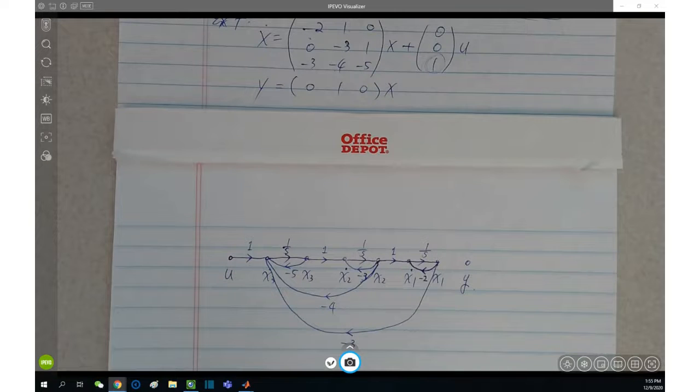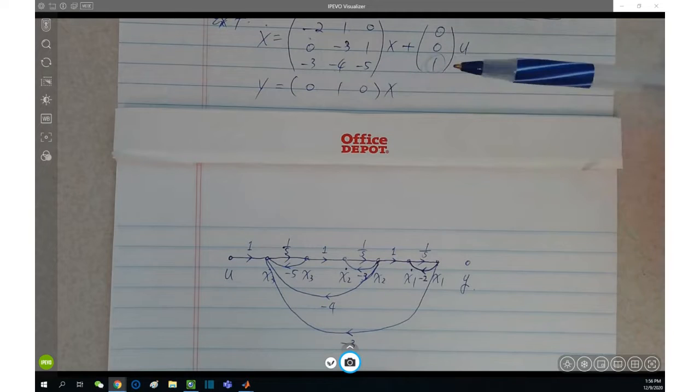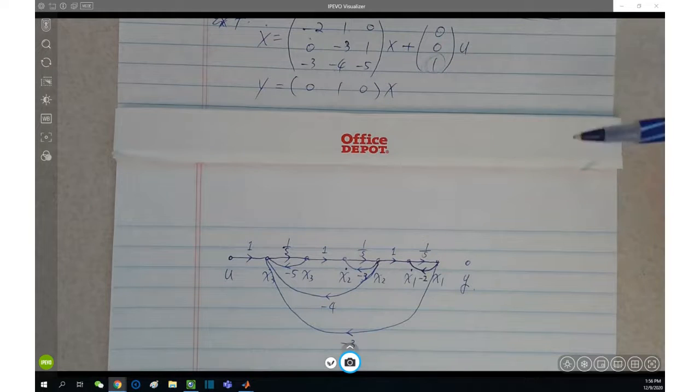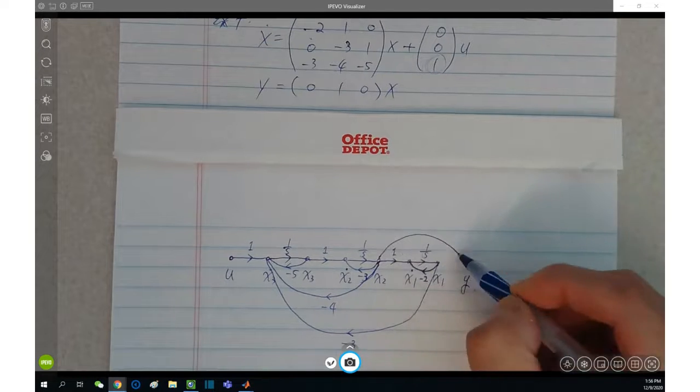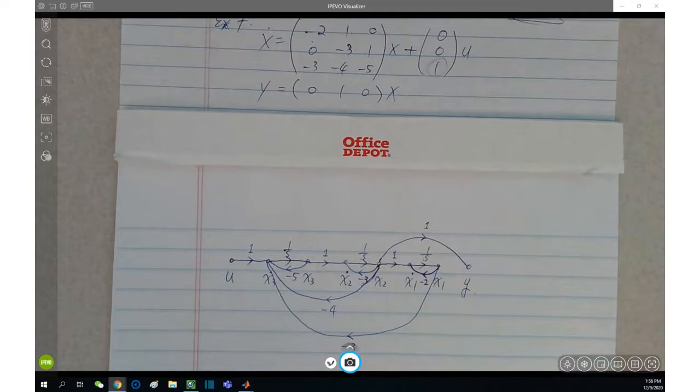Last, the output equation. So nothing from x1, nothing from x3, and nothing from input. Only x2 is contributing, which is here, contributing towards the output with a gain of 1. And that's it.